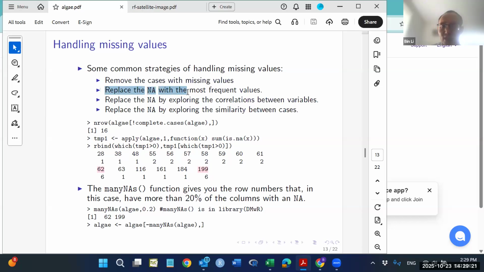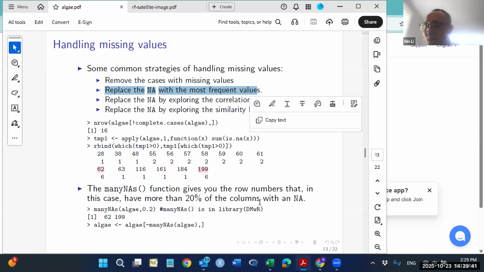So we can replace the missing value with the most frequent values. If it's numeric, we can probably replace it by the mean or the median. If it's categorical, we can replace it by the mode. The mode is the most frequent category, right? But can we use that? Sometimes. For a numeric variable, when we have a bell-shaped curve and just a few missing values, then that could be a good way.